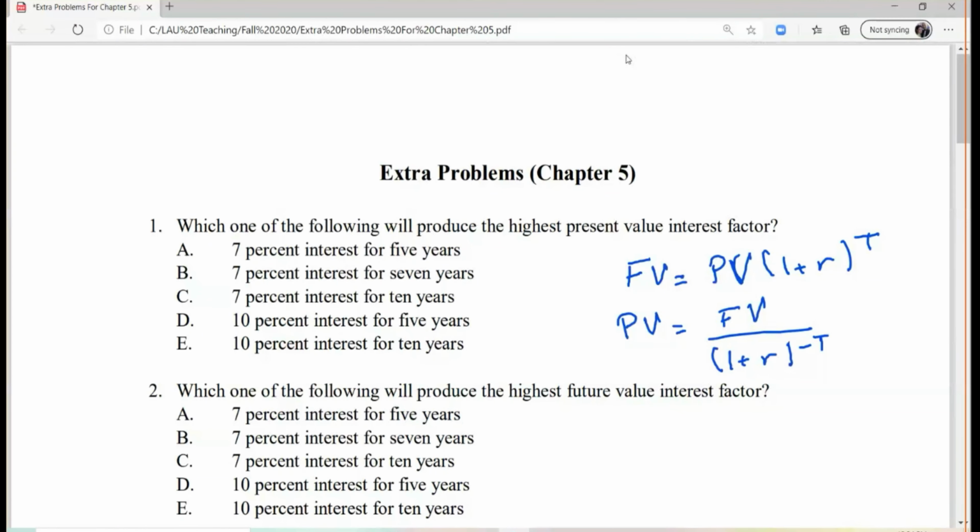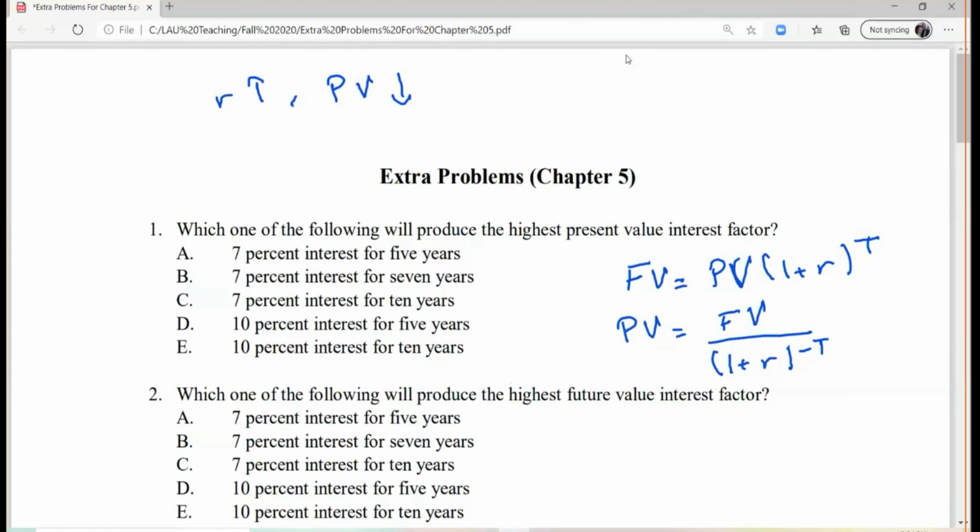So as R increases, PV will decrease. As T increases, PV will decrease. And you can think about it this way. Let's say you want to buy a house that will cost you $200,000 after 10 years. If you can earn a higher rate of return, if you can earn more on your investment, this means that you need to invest less money today. You will need a lower present value.